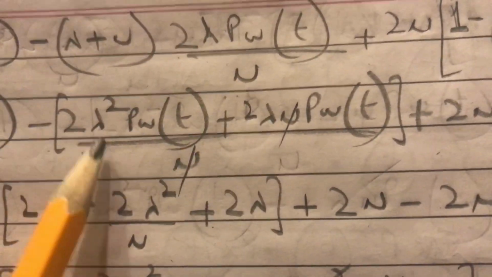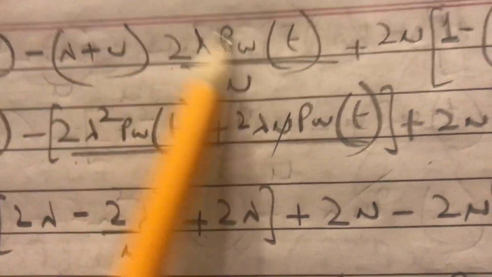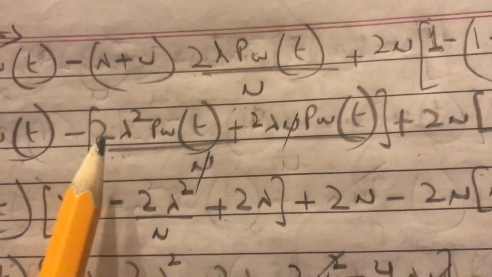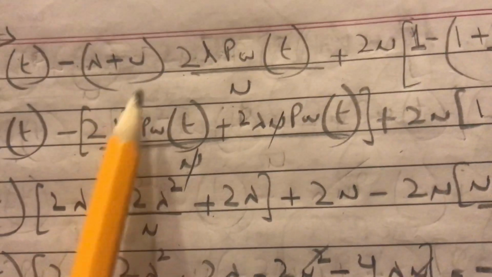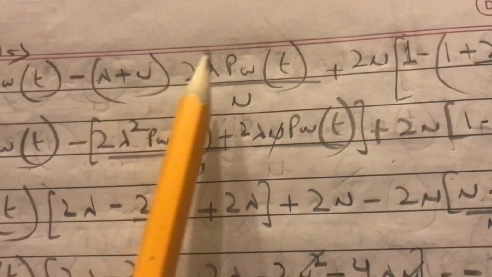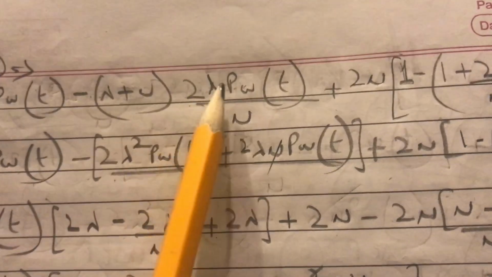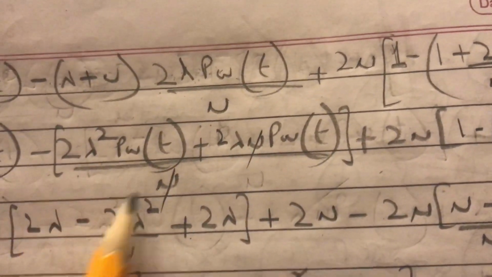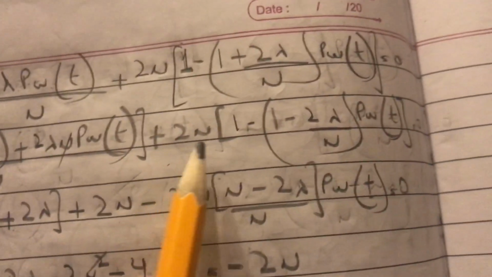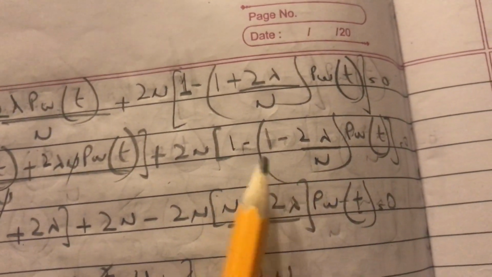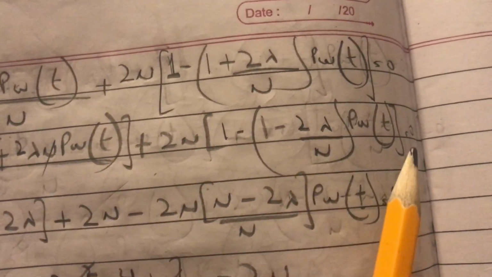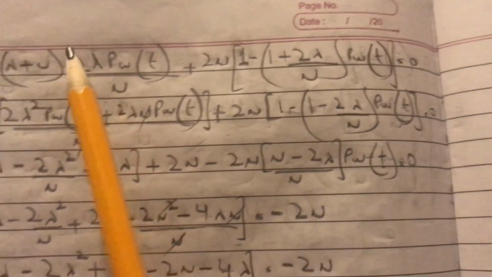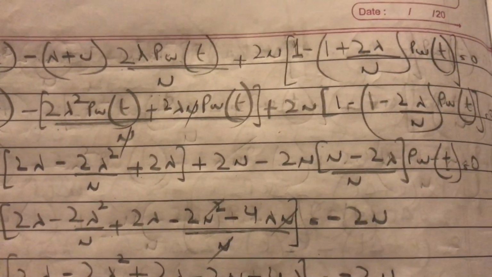What we are going to do, first we will see what mass, so we will do the brackets first. 2 lambda, lambda square pw of t plus 2 lambda mu pw of t over mu, bracket closed, and the rest remains the same, nothing changes.